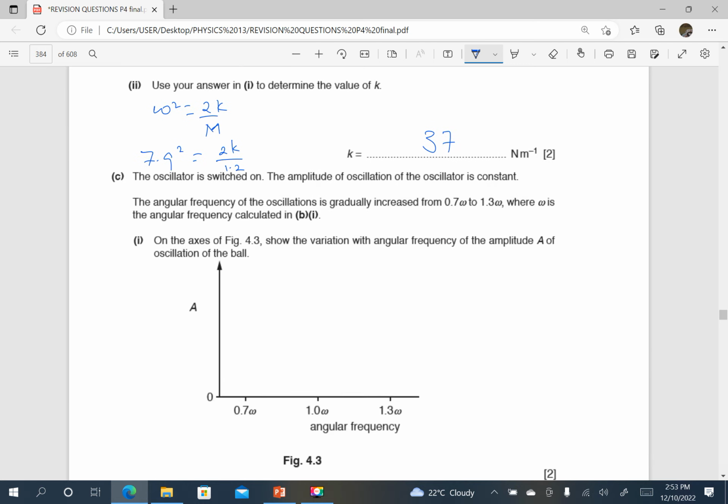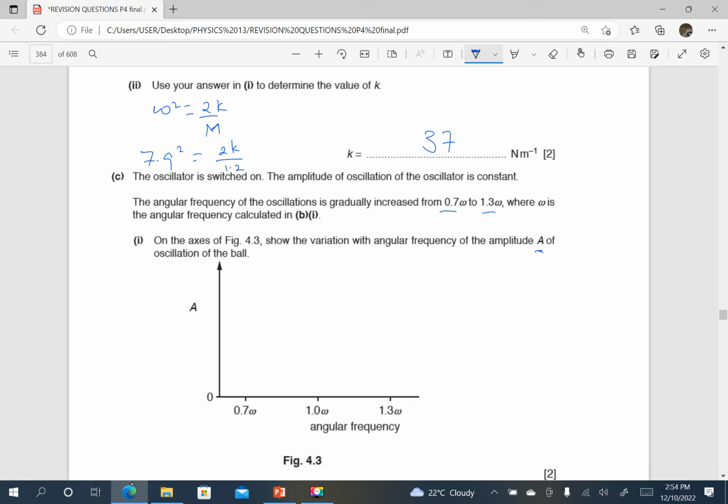The oscillator is switched on. That means forced oscillations are in play. The amplitude of oscillation of the oscillator is constant. The angular frequency of the oscillations is gradually increased from 0.7 omega to 1.3 omega, where omega is the angular frequency. On the axes, show the variation with the angular frequency of the amplitude A of the oscillations.